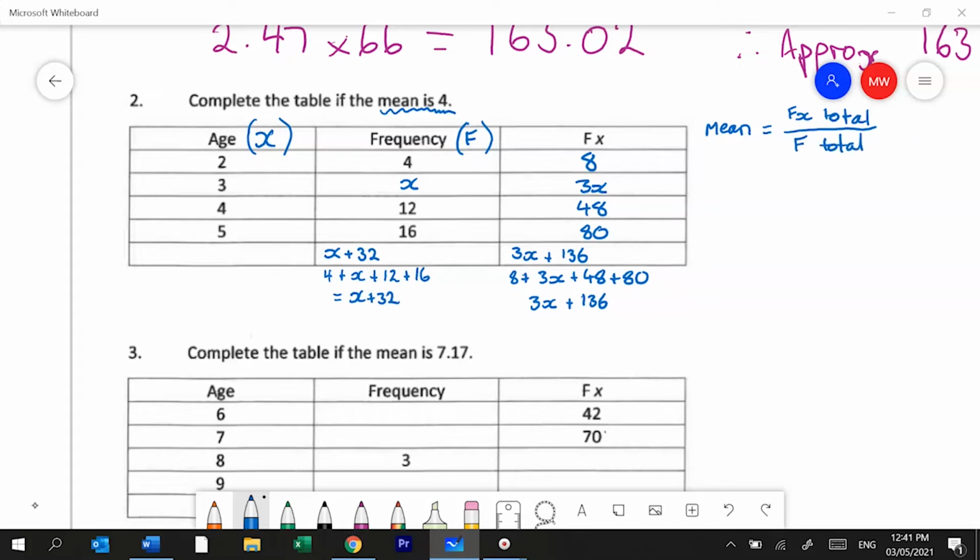Okay, let's fill in what I know. I know the mean is 4. I know that the FX total is 3X plus 136. I know that the F or frequency total is X plus 32. And now I'm just going to switch myself over into algebra, ignore that it's a statistic question, and just use the balance method to solve for x. So I'll pop that in brackets for a minute so it doesn't fall apart, and I'm going to multiply both sides by x plus 32.